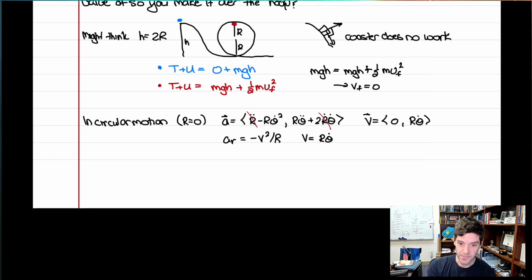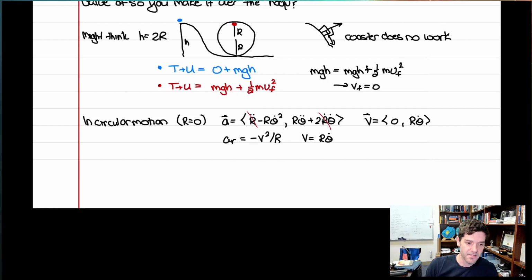For uniform circular motion, v is a constant, r is a constant, so this is all a constant as long as it points towards the center of the circle. For a vertical loop, however, if you've ever been on a roller coaster, your velocity is not constant. You're still constrained to move on a circle, so your radial acceleration had better still be negative v squared over r, but that v is changing as you go along the circle.